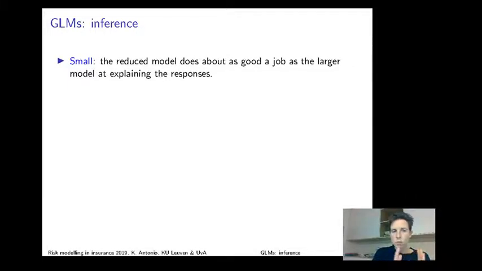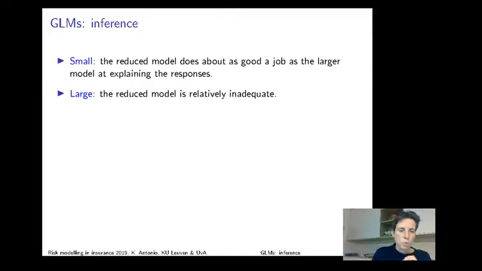And that implies that the reduced model, specified in the null hypothesis, does explain the data about as good as the larger model from the alternative does, right? But a realized value of this drop in deviance that is large would imply that the likelihood as maximized under the null is way larger than the likelihood that is realized under the alternative hypothesis. Thus, the reduced model is inadequate in explaining the data.